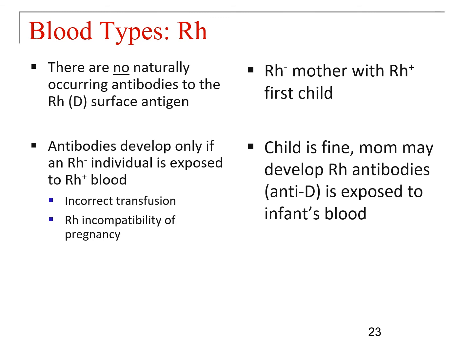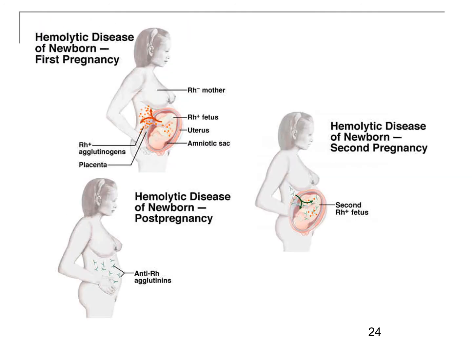the child is fine, but this first exposure may cause the mother to develop anti-D antibodies, so Rh antibodies, upon exposure to the infant's blood. Now that doesn't cause a big problem with the first pregnancy, but it can cause big problems with subsequent pregnancies.